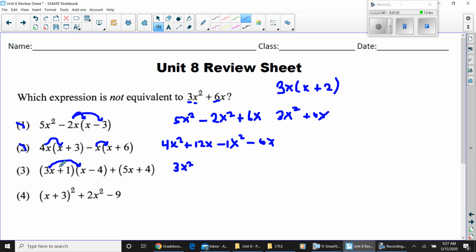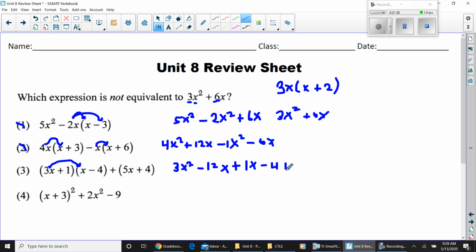3x times negative 4 is negative 12x. And 1 times x is positive 1x. Or you could just put x. I'm just putting 1x to make sure I'm okay with that. 1 times negative 4 is negative 4.